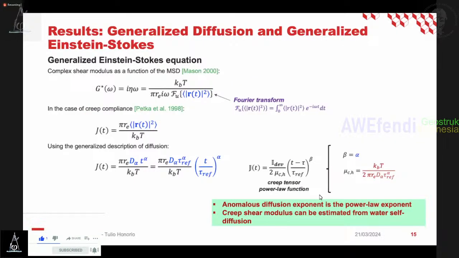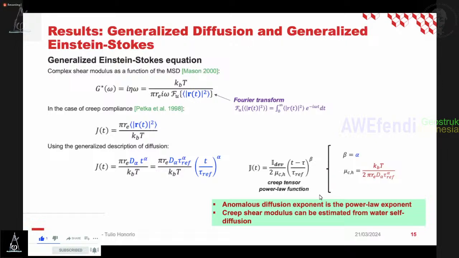And to finish with the theoretical part, we can go further and take the Einstein-Stokes equation and generalize. So people have been using this kind of equation in rheology for polymers and so on. And what we see is that we don't need to look at the version here. We can look directly at this version here. So we have the creep compliance as a function of the mean square displacement directly. And what we can see is that the exponent of subdiffusion, the anomalous diffusion exponent that you have before, corresponds directly to the power law exponent that you have for power law creep.